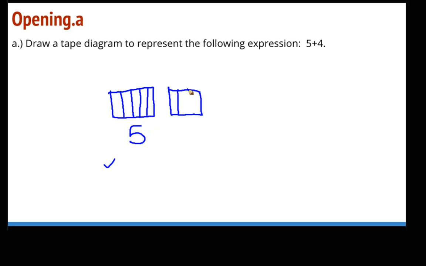So take a moment and use the squares that you've collected, and in your workbook, draw a tape diagram and represent 5 plus 4. Hopefully, it looks something like this. So you've got your 5, and then you've got your 4, and hopefully you are showing that you are combining them.